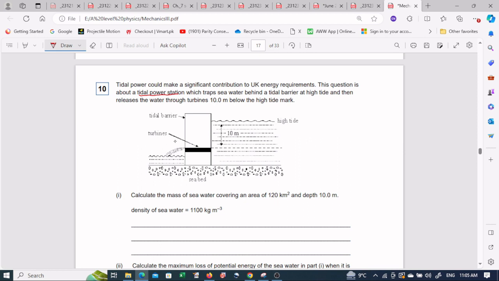So here is a tidal barrier, this rectangle shape, like a vertical. There is a turbine here, the black color. The turbine can produce electricity or electric power. And here is the high tide.